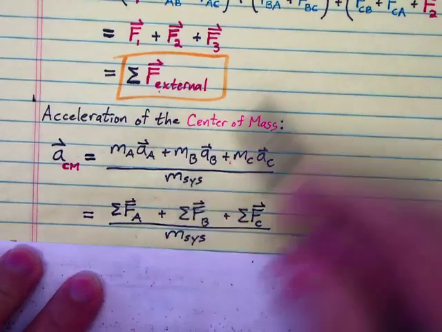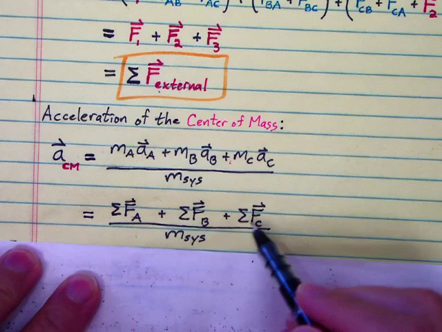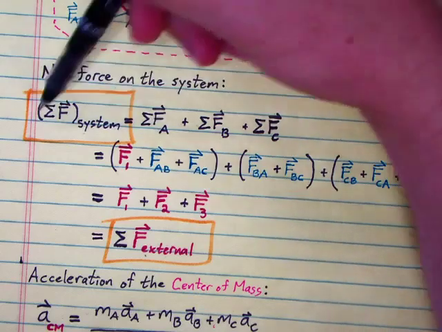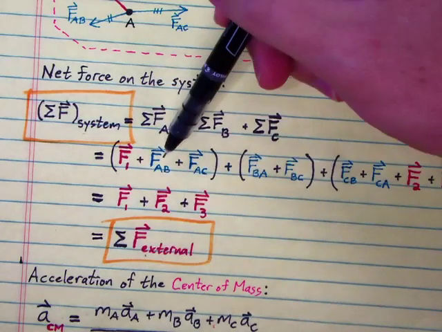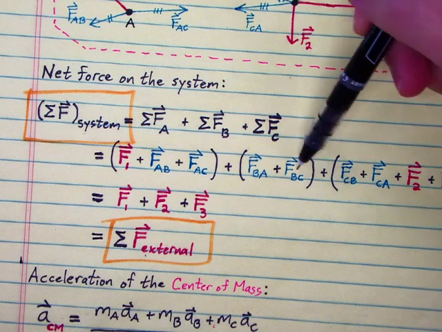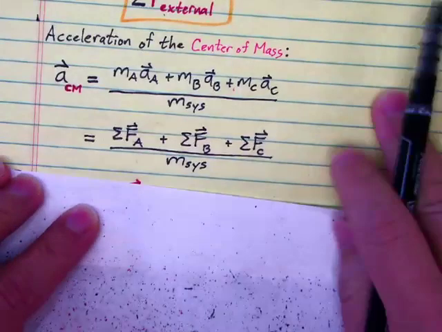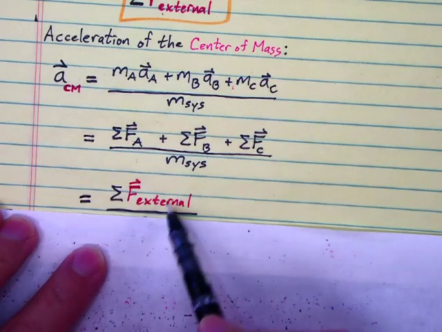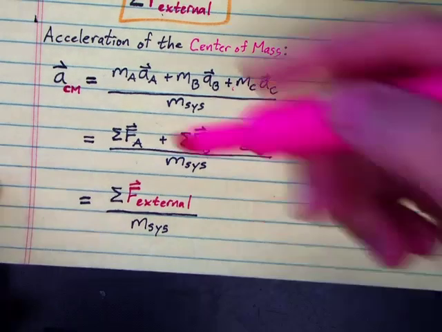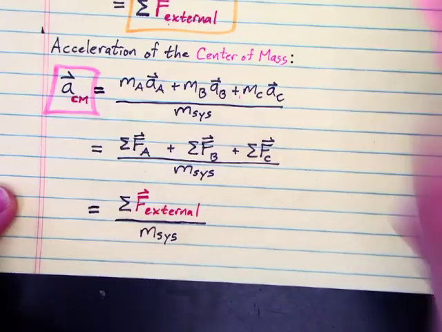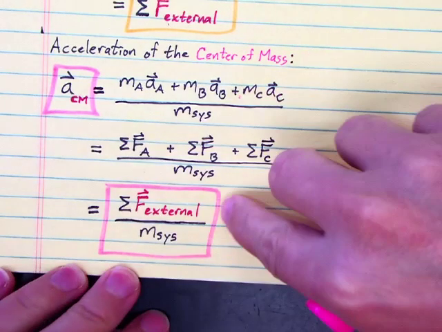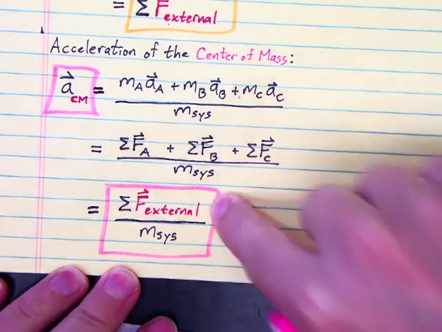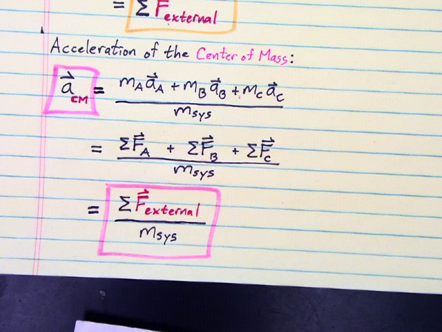So our numerator looks like the sum of the forces on A, B, and C, which is exactly what we wrote up above as the net force on the whole system, which we showed is equal to the net external force because those internal force pairs will cancel out. So in other words, this numerator here is just equal to the net external force on our system, and we've showed that the acceleration of the center of mass of a system will be caused by the net external force on the system and resisted by the total mass of the system.